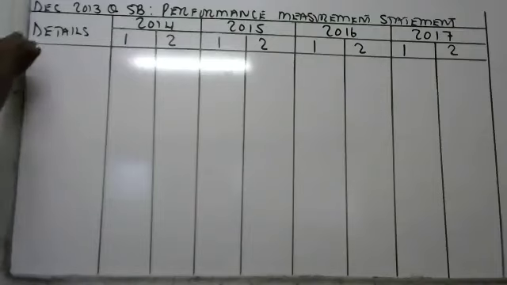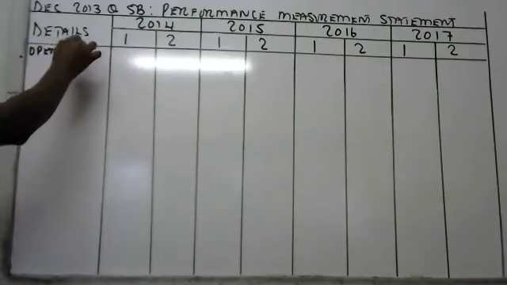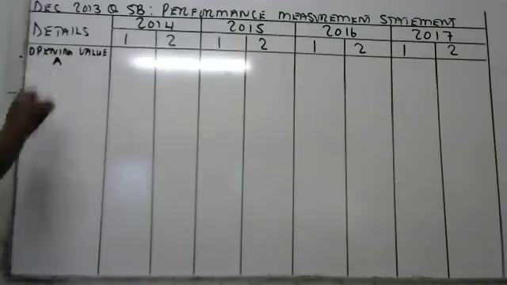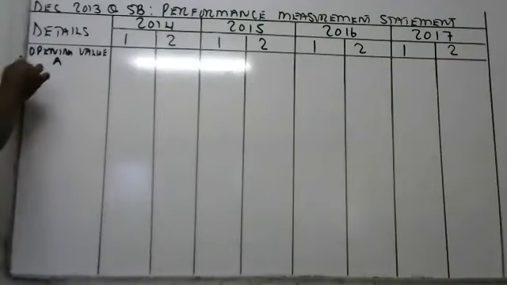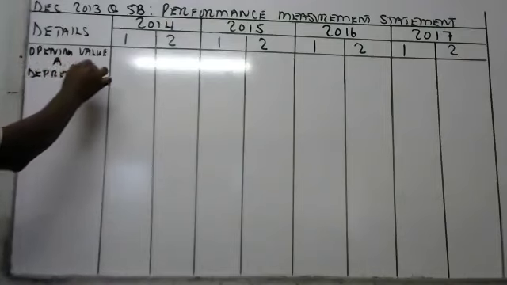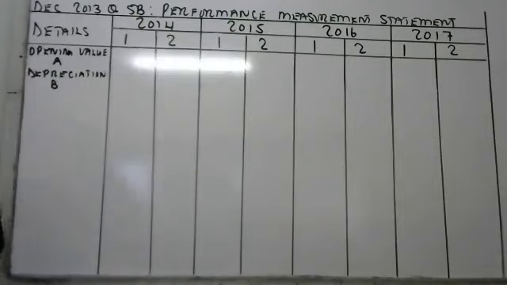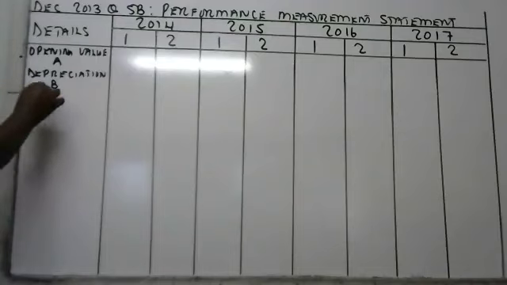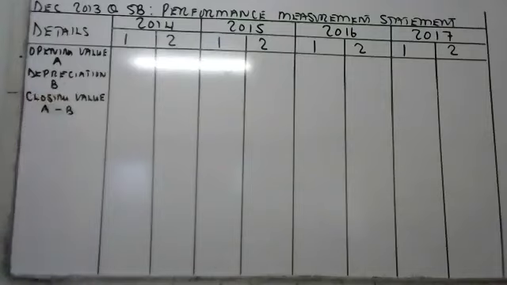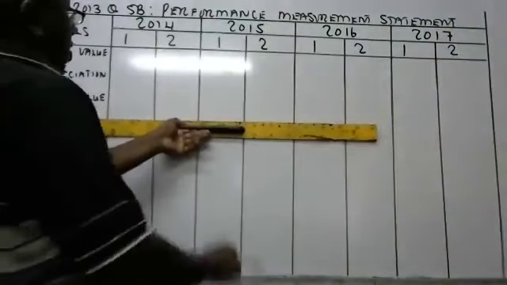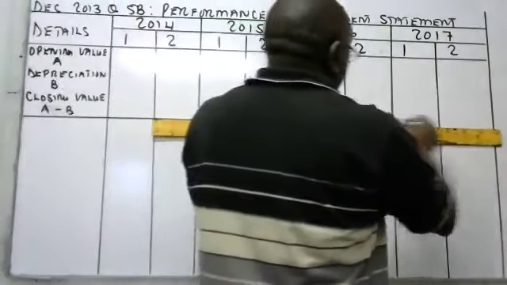Okay, so the first thing is opening value, and you can designate it as A. Then it will be followed by depreciation, which you can call B. It will then be followed by closing value, which is just A minus B. And I can try to put the buffer here so I don't get too lost.